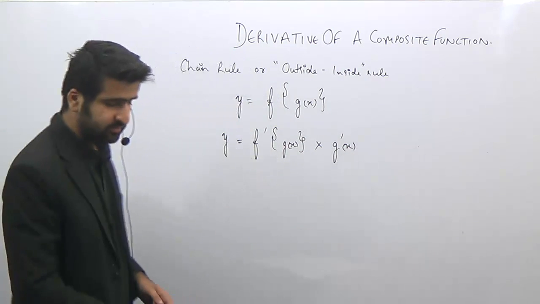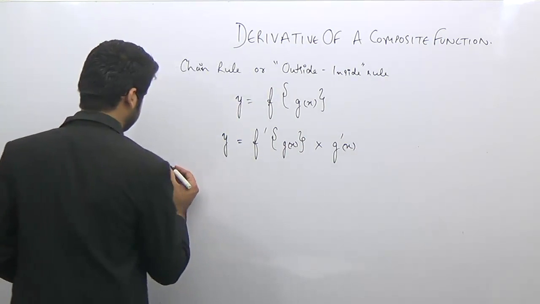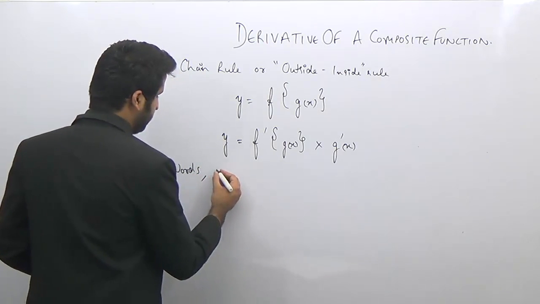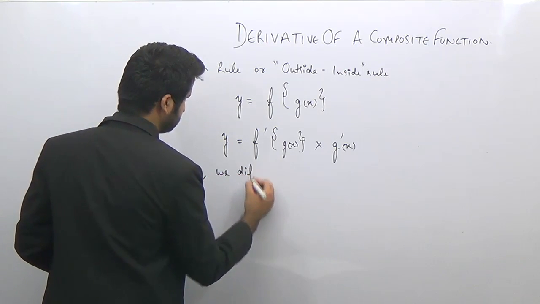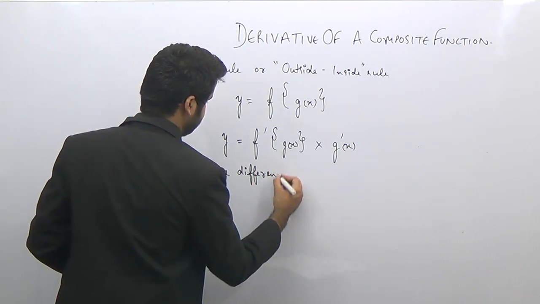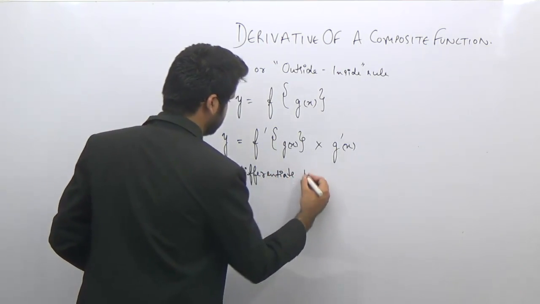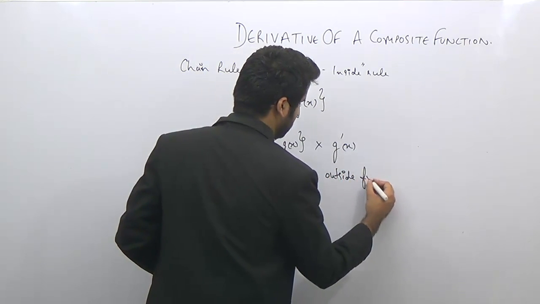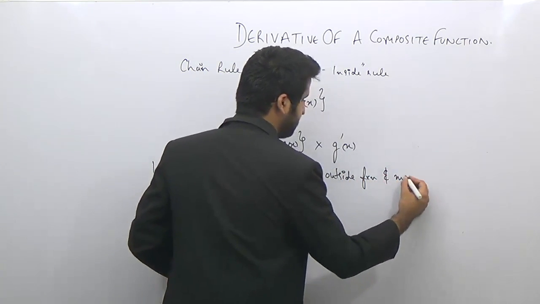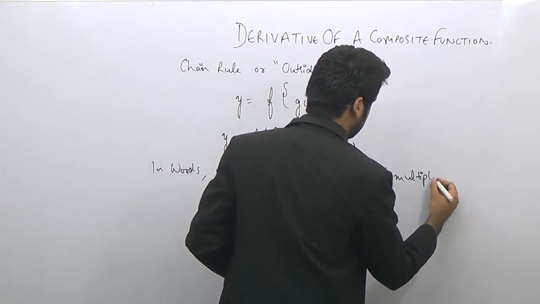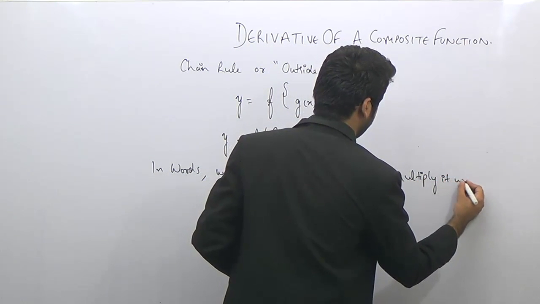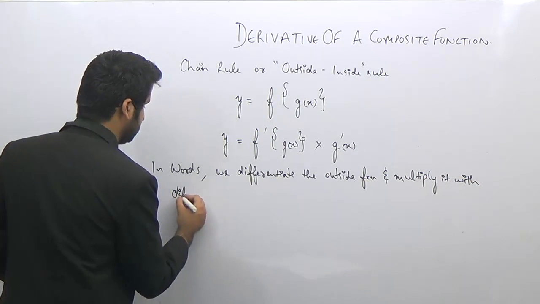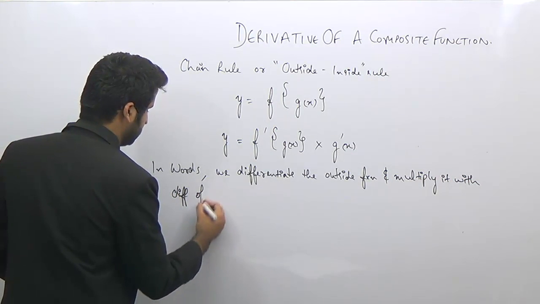In words, we differentiate the outside function, and multiply it with the differentiation of the inside function.